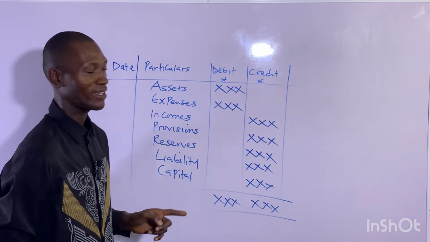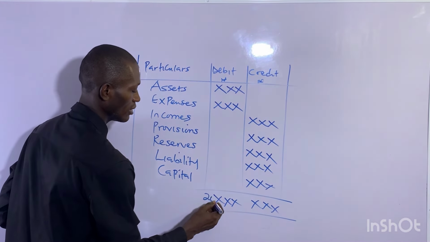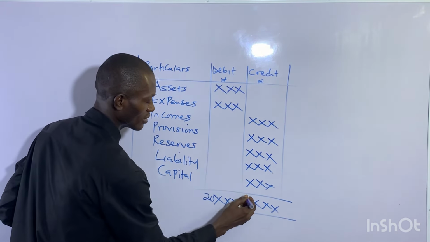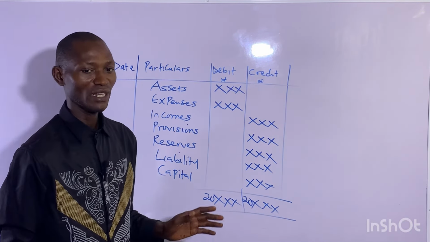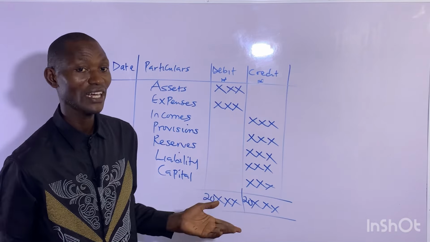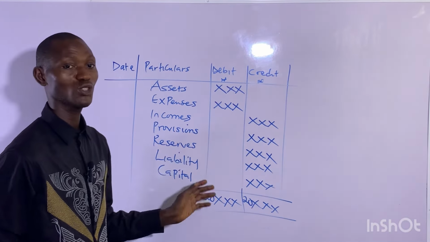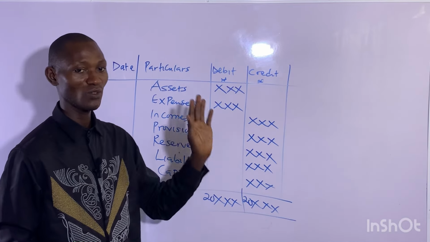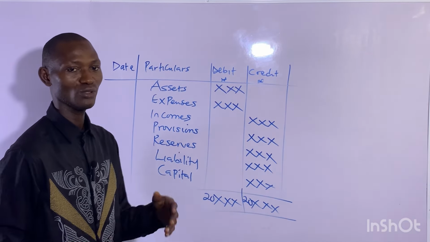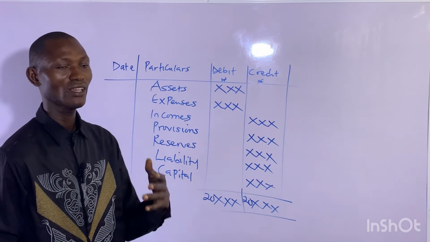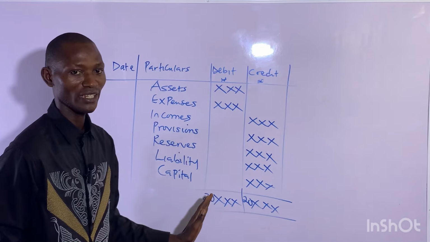And I did say that when the two sides of the trial balance are equal, let's say this is 20, and the debit side is 20, and the credit side is also 20, it doesn't mean there are no errors in the books. There are errors, but those errors will not be shown by the trial balance. And we've mentioned 6 of them: error of omission, commission, principal, original entry, compensating, and complete reversal of entry. They will not be shown here.